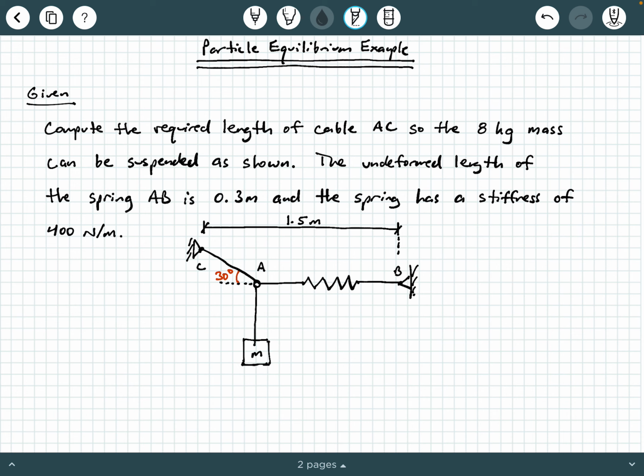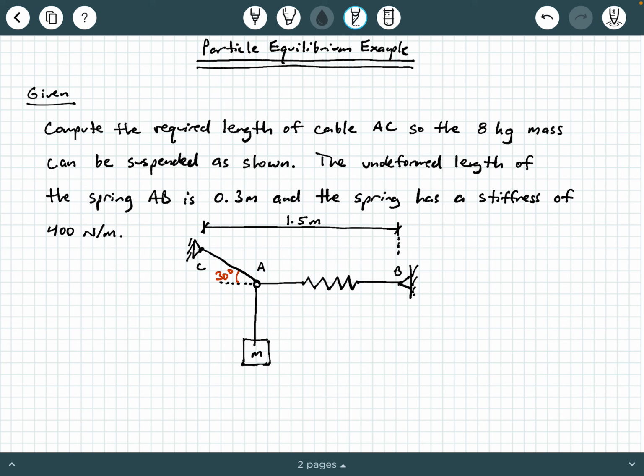Now, we're also being told that the undeformed length of the spring in AB is 0.3 meters. Basically, undeformed means before we hang this mass at point A, the length of this segment AB is 0.3 meters. And we're also being told that the spring has a stiffness of 400 newtons per meter. Now, the total horizontal length of the whole setup is 1.5 meters. We see this dimension line extends horizontally from point C all the way over to point B.